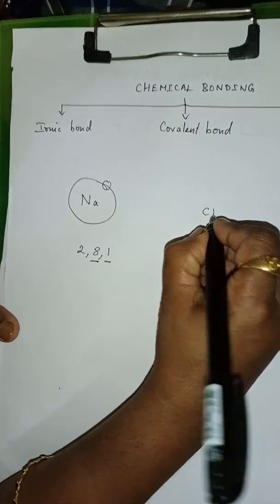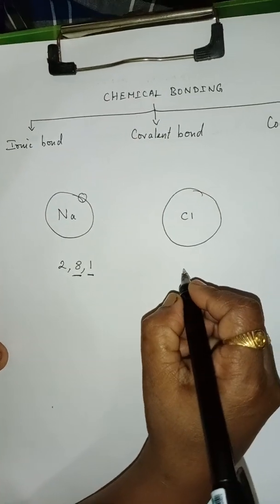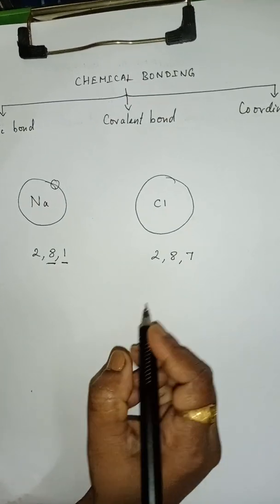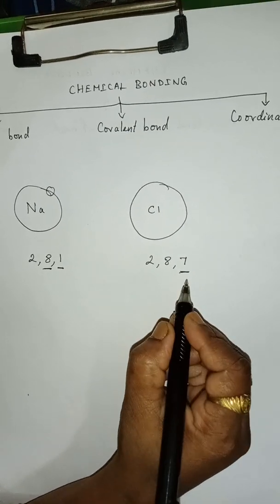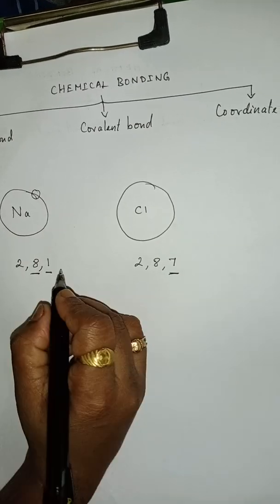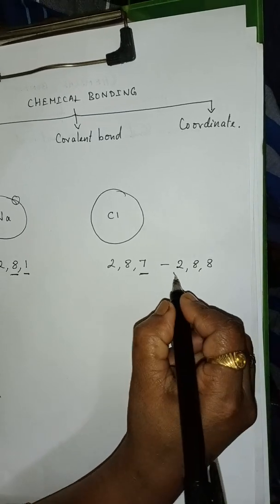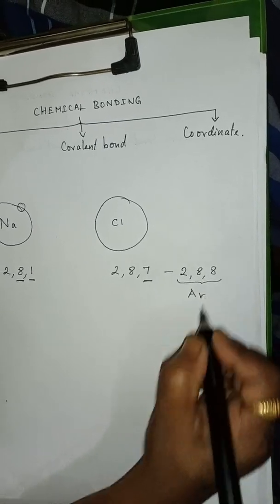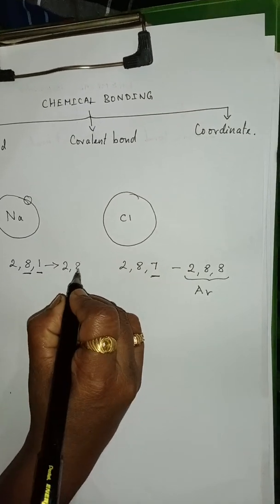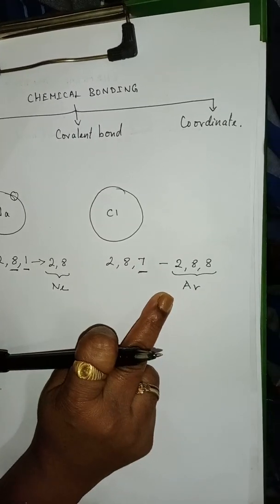If you take chlorine, for example, the atomic number of chlorine is 17, so the electronic configuration is 2, 8, 7. Rather than donating 7 electrons, it can accept 1 electron to become an octet. By accepting 1, it will become 2, 8, 8. That means it attains the electronic configuration of argon. So sodium, by donating 1, attains the electronic configuration of neon, which is a neighboring noble gas element.